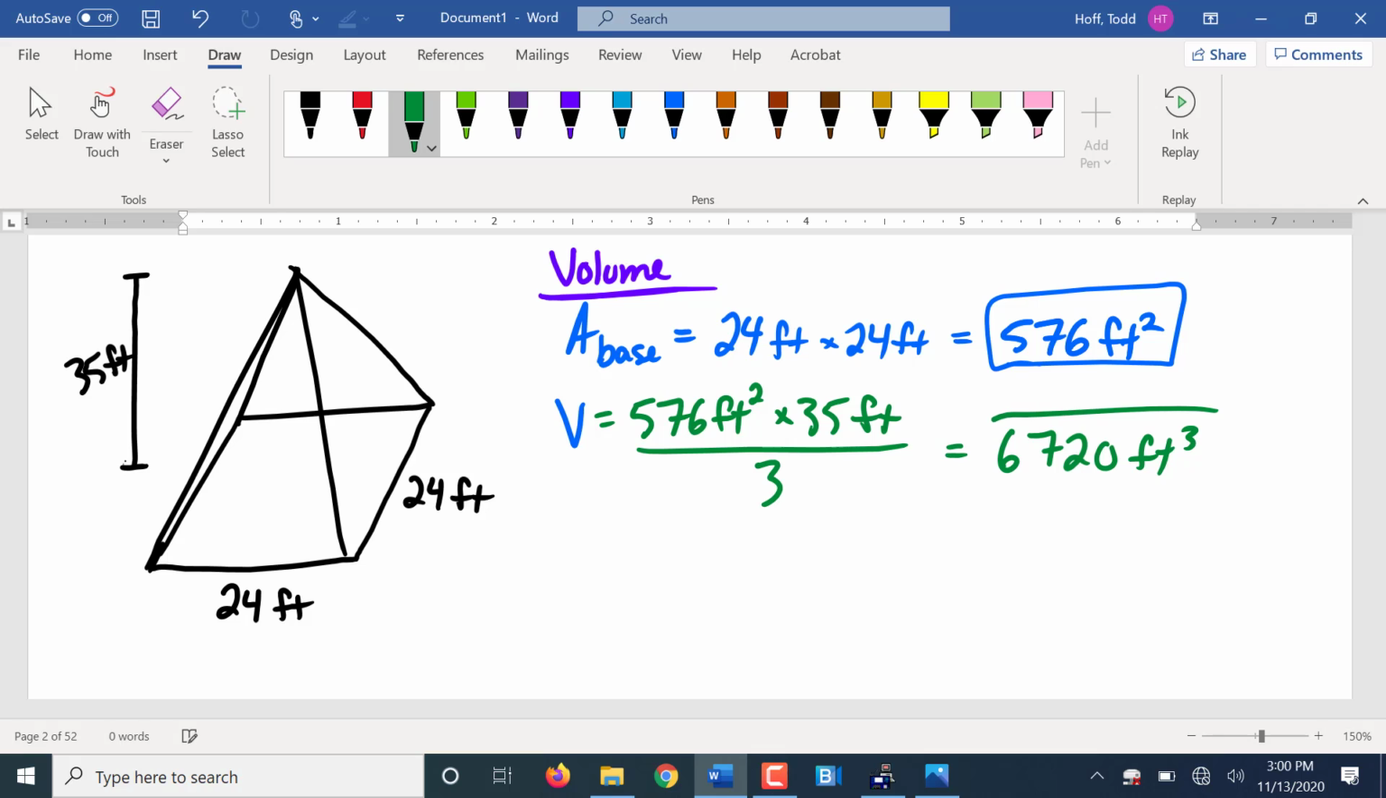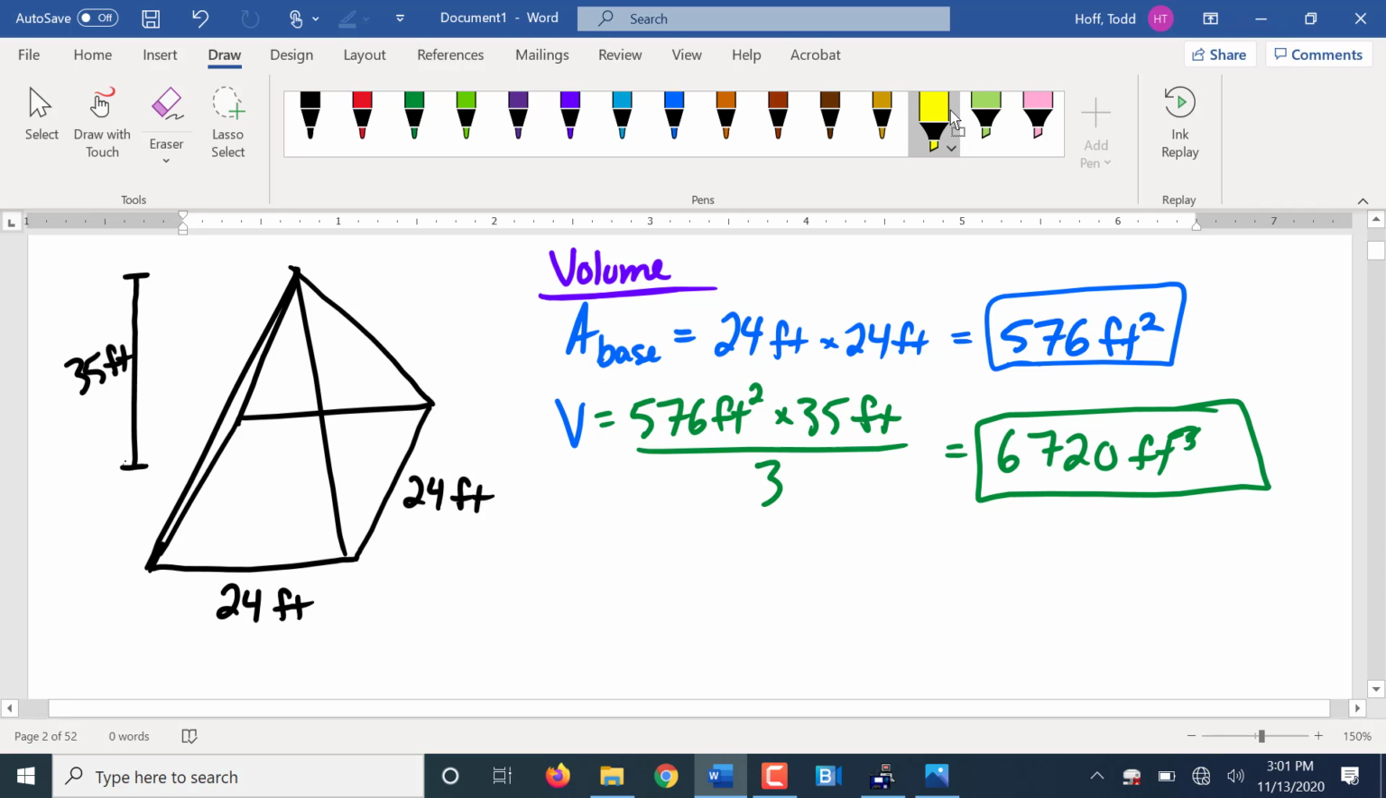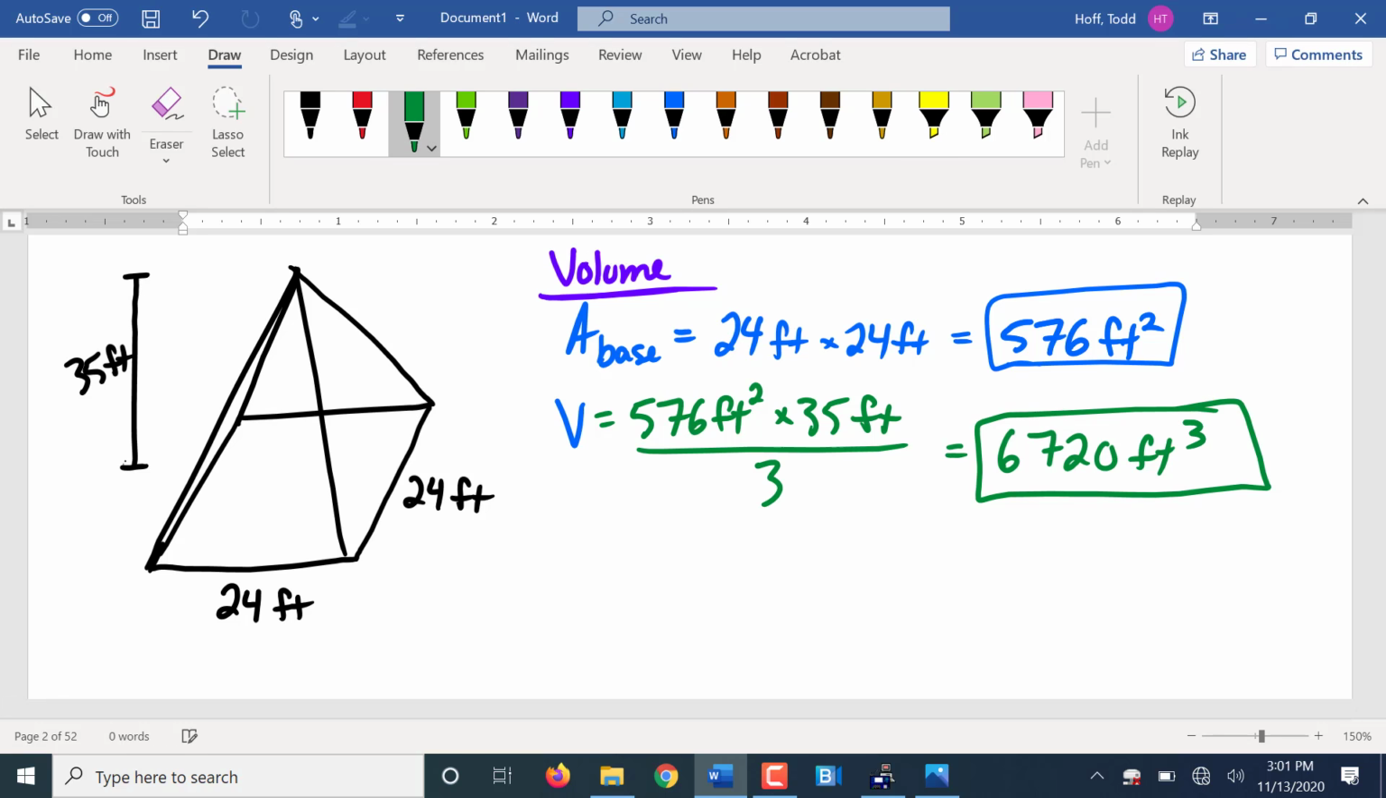cubic feet. So a little clue to help you remember is that you're going to end up with cubic feet because it's volume. Because you're going to end up at cubic feet, that's feet cubed, that means you're going to divide by 3 for the volume, because you're going to end up with a cubed unit. So that is our volume.